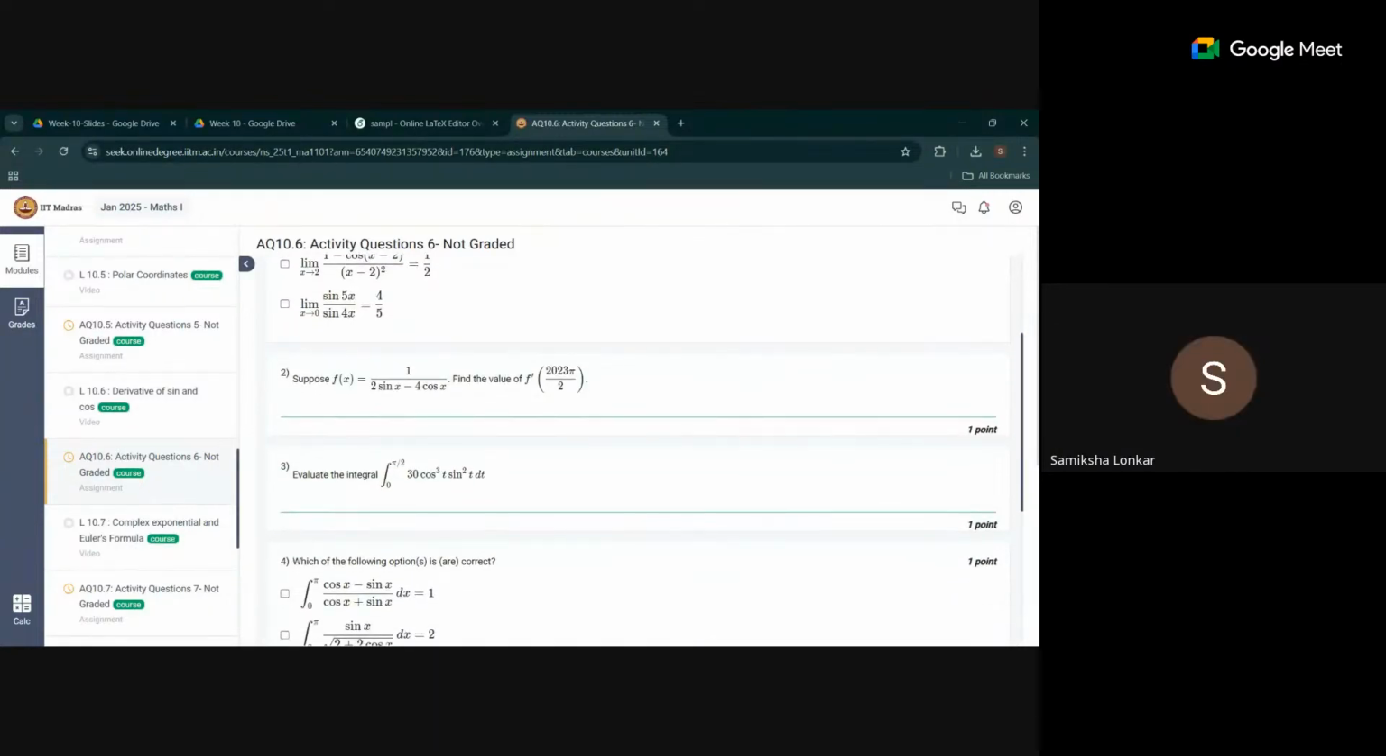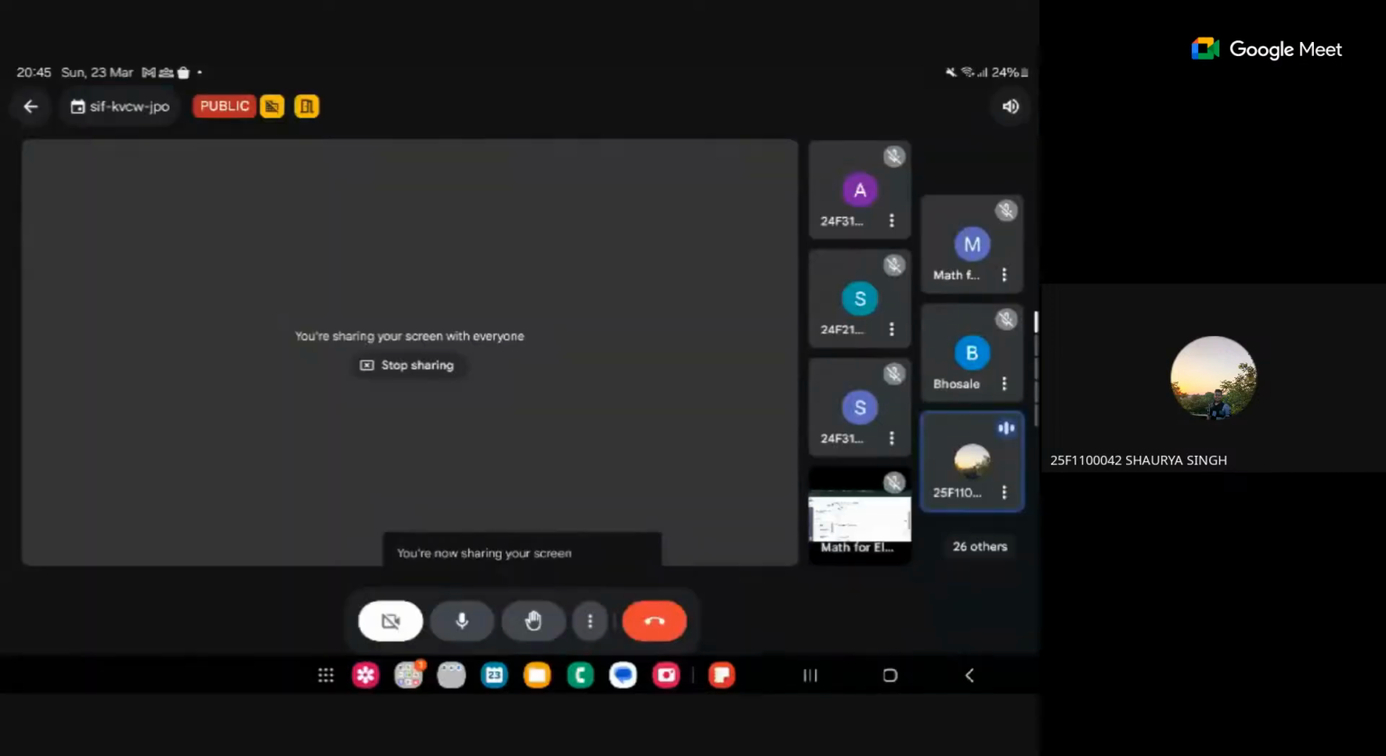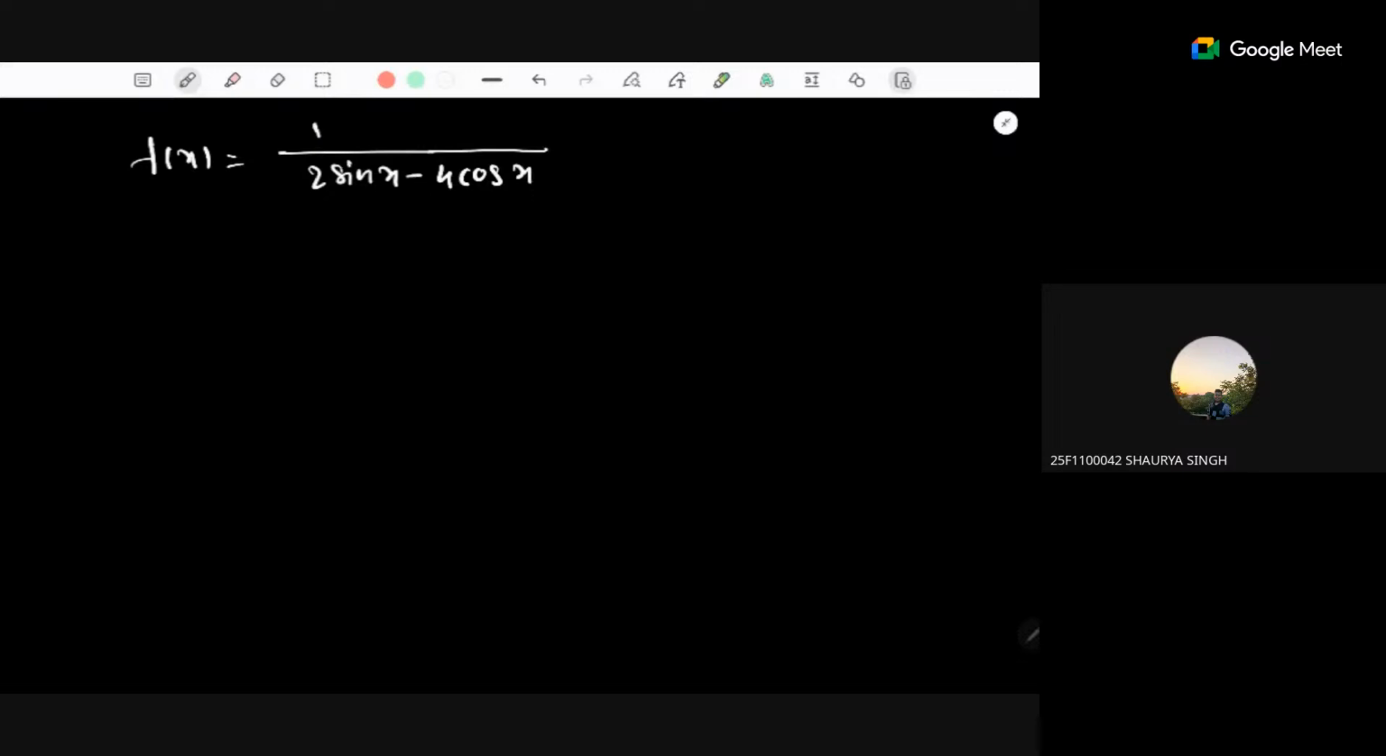Okay, so here what you have to do is use the properties of sine and cos function. Yes, ma'am, that I know. Yeah, I'll try to solve this one. So suppose f of x is given to be 1 upon 2 sine x minus 4 cos x, right? So first of all, what is the value of f dash of x?